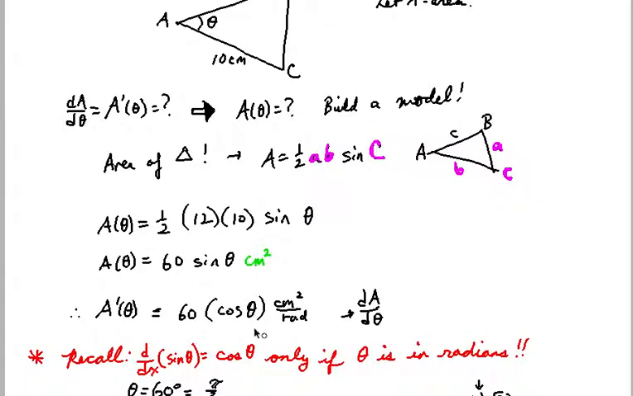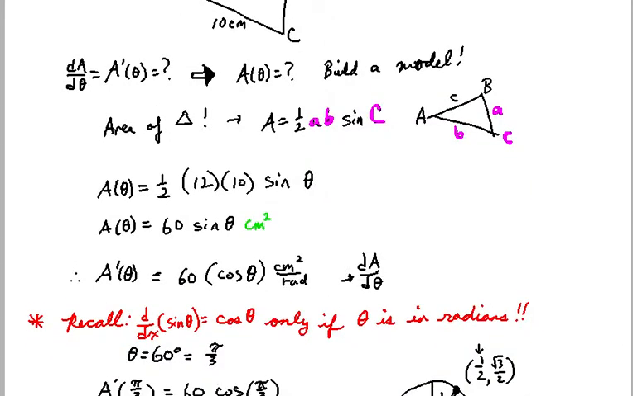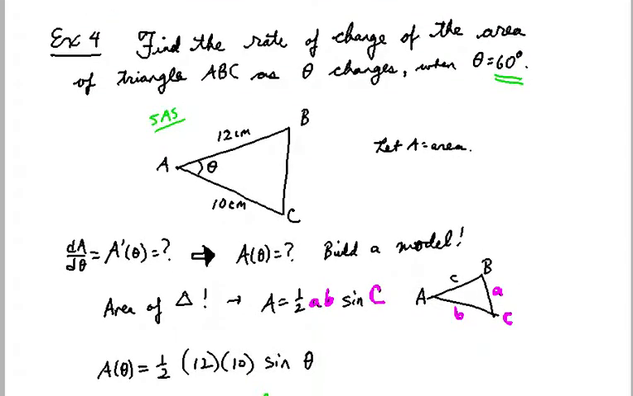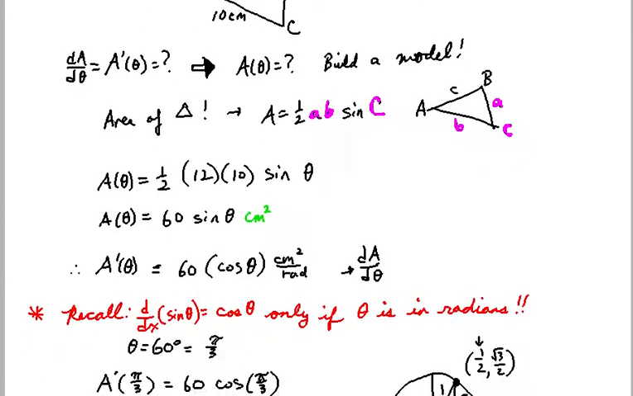So anytime you take the derivative of a trig function, you have to change your theta to be in radians, or else it won't work. Okay, so that is very, very important. It's very confusing for some people, and they don't understand why you suddenly had to change from degrees to radians. Right, so 60 degrees is pi over 3, right? And what is then A prime of pi over 3? I'm looking for the rate of change in my area when theta is 60 degrees, or pi over 3.